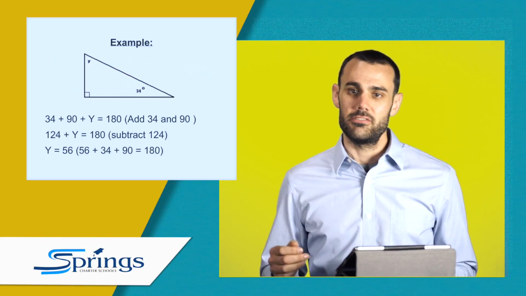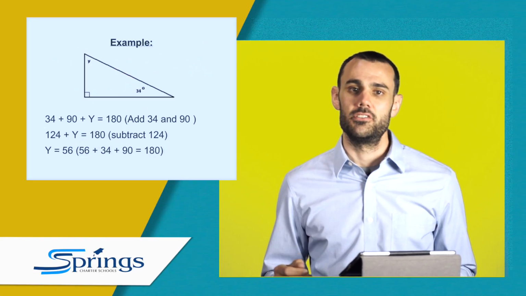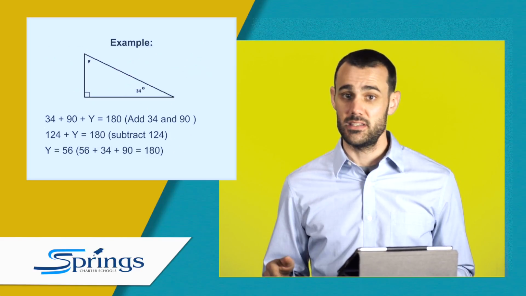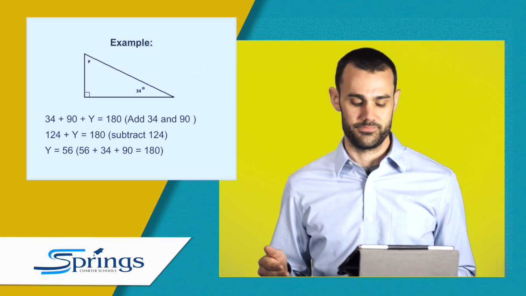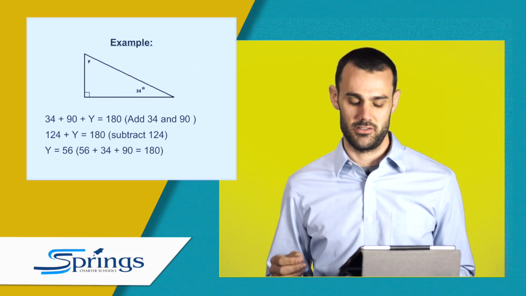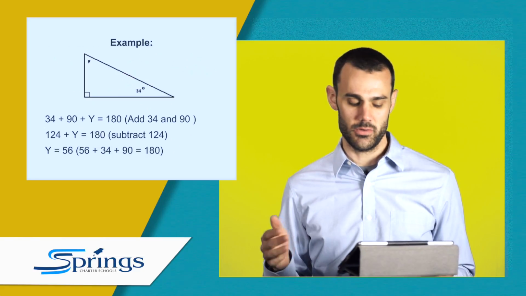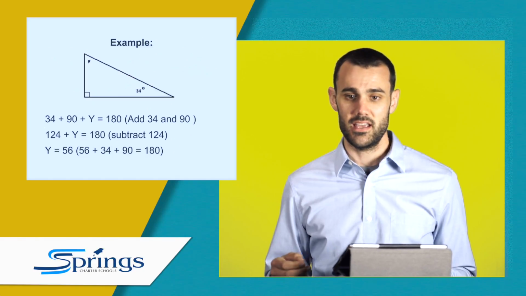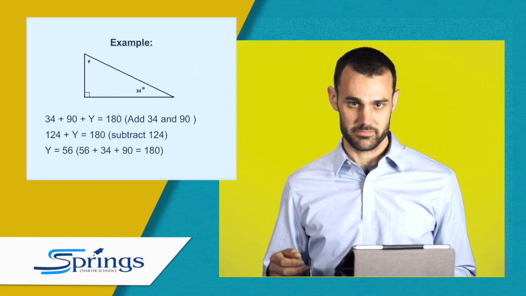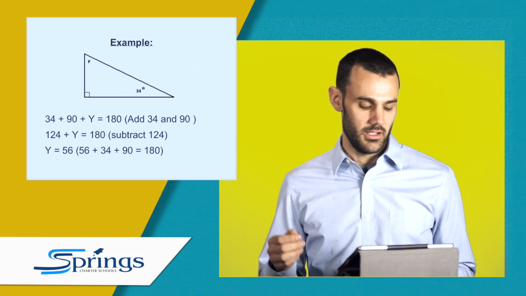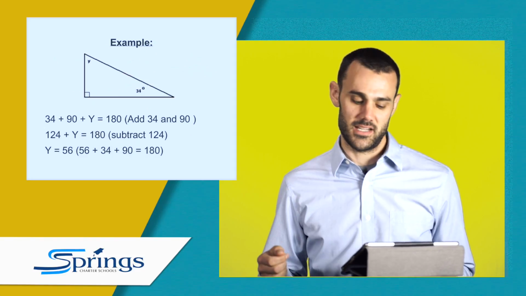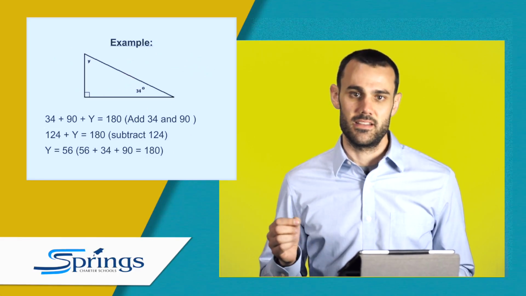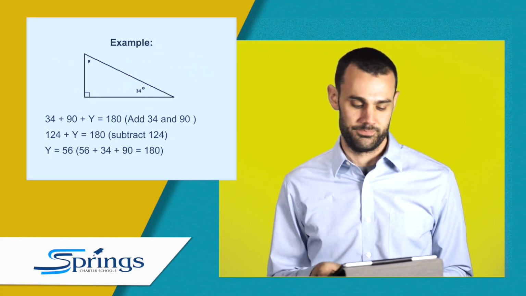So we're going to add 34 and 90 together. That makes 124. Now we have 124 plus y, which is the missing angle, makes 180 degrees. So we need to subtract 124 from both sides of our equation. Now when we do this, we get that y, or the missing angle, is equal to 56 degrees. Let's double check that. So 56 plus 34 plus 90, yep, it definitely adds up to 180 degrees, which means that this is definitely a triangle we're working with.